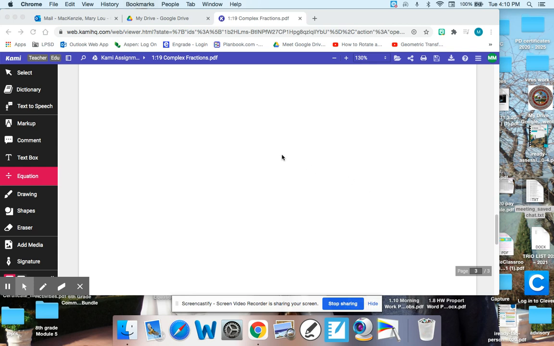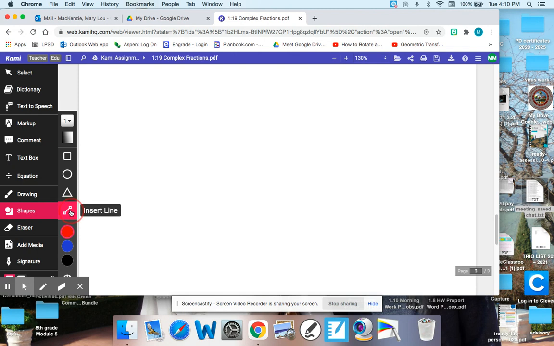I'm going to show you how to set up fractions on Kami that makes it a little easier for you to solve the problems. So we've been talking about complex fractions. So I'm going to set up by taking my shapes. I'm going to set up a ratio, two ratios to make a proportion. All right, so I'm going to set up one and I'll set up two lines.